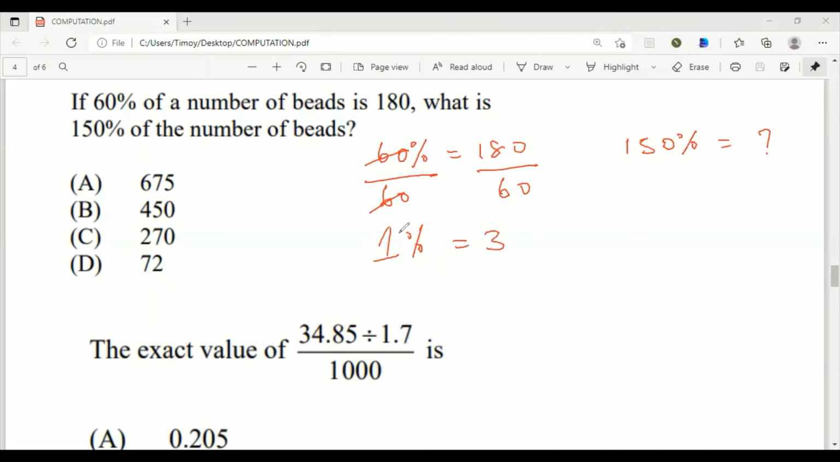So we know that for every 1% that we have, we have 3 beans. That's what this is saying. So for 150%, how many beans would we have? We'd have 3 times 150. So 150% would equal 3 times 150, which would give us what? What is 3 times 150? 3 times 150, that's what's going to give us 450. So our answer here is 450.